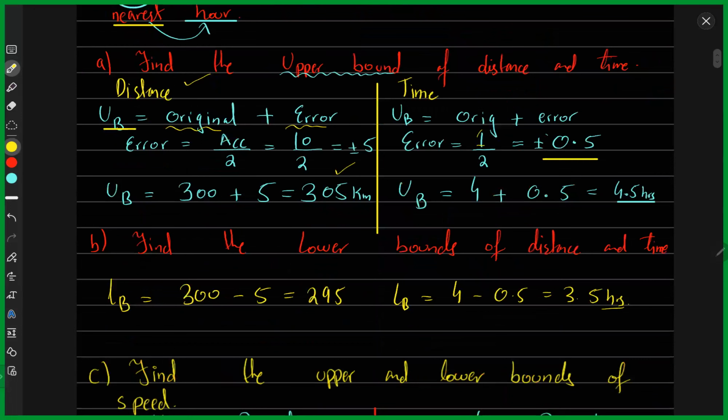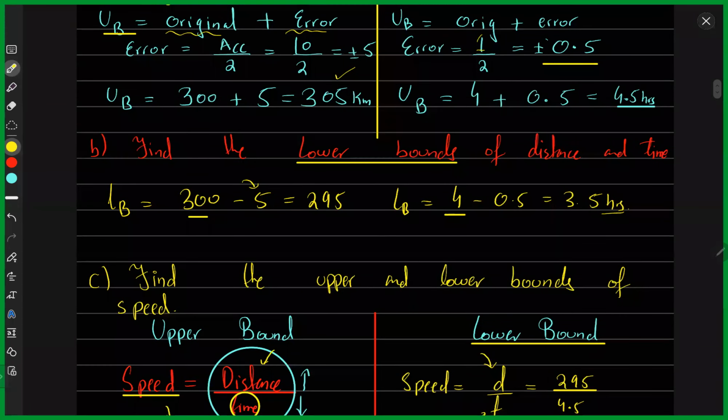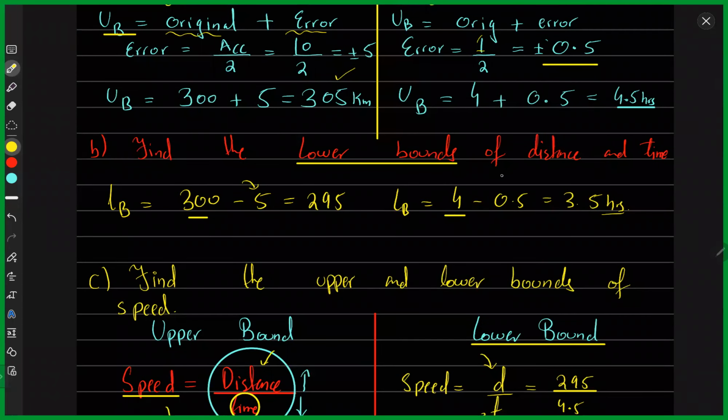Similarly, we discussed lower bounds. Now again, the original figures were given in the question, and since the question was about the lower bound, I just subtracted the error, and this error was actually found by doing accuracy by 2. Again, this gave me 0.5 when I did 1 divided by 2. These two parts were simple, and this gives you a good understanding about what exactly happens in case of upper and lower bounds.